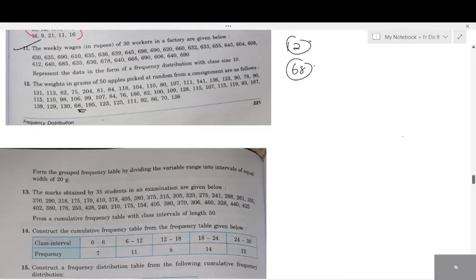68 is the least value. Highest value is which one, students? 129, 130. I can see 186. Anything apart from that? 186. Yeah, 204, right? 204. So 68 is given, students.